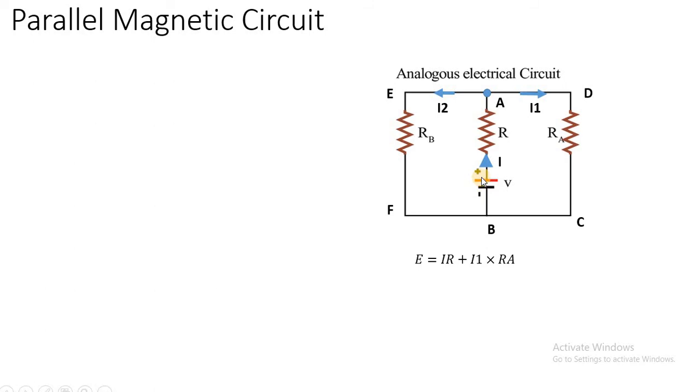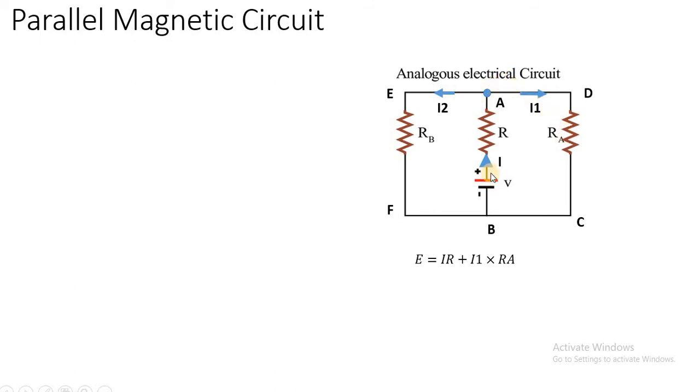applied is equal to the voltage drop in one side of the circuit, and EMF applied is equal to the voltage drop of another circuit. Now just see the first equation. This EMF E is equal to what I will say? The first drop, that is IR. Okay. Plus that I is further divided into I1 into RA.